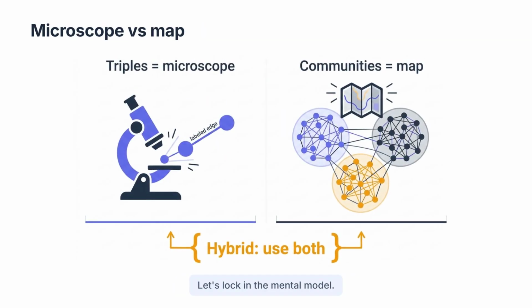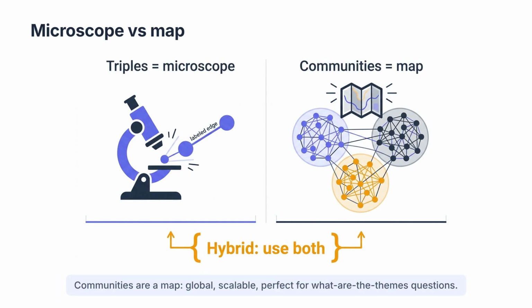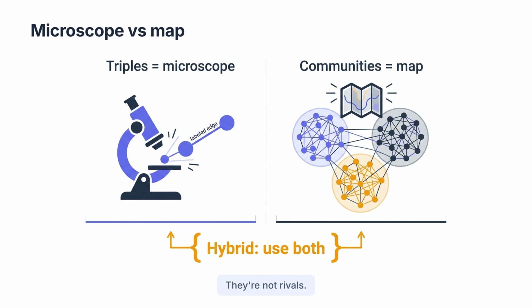Let's lock in the mental model. Triples are a microscope: precise, atomic, auditable, perfect for a specific factual question. Communities are a map: global, scalable, perfect for what-are-the-themes questions. They are not rivals. Most production systems build both and let the question pick the right lens.